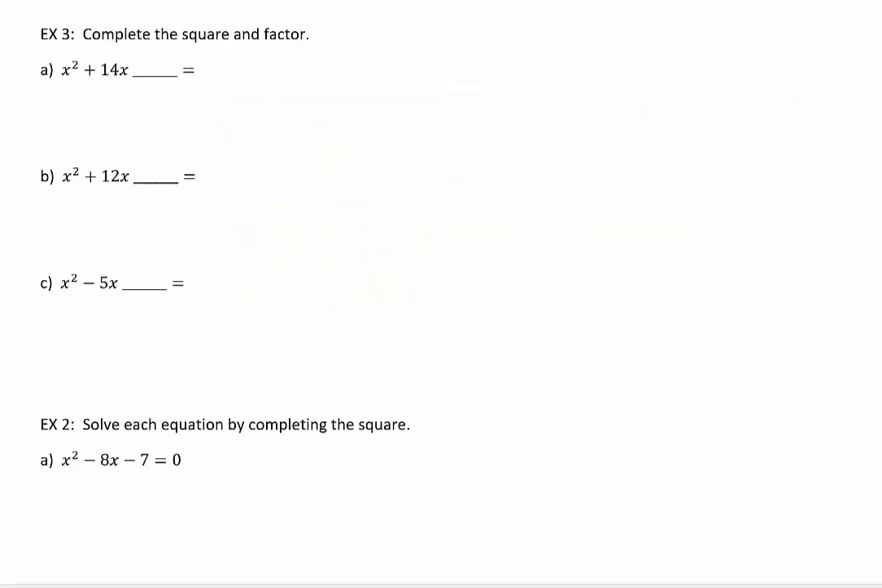If I give you the first two terms of the trinomial, we're going to try to figure out what that third term has to be so that this is a perfect square trinomial. So basically, to complete the square, we are always going to take the number in front of the x. In this case, it's 14, and we are going to divide that number by 2. 14 divided by 2 is 7.